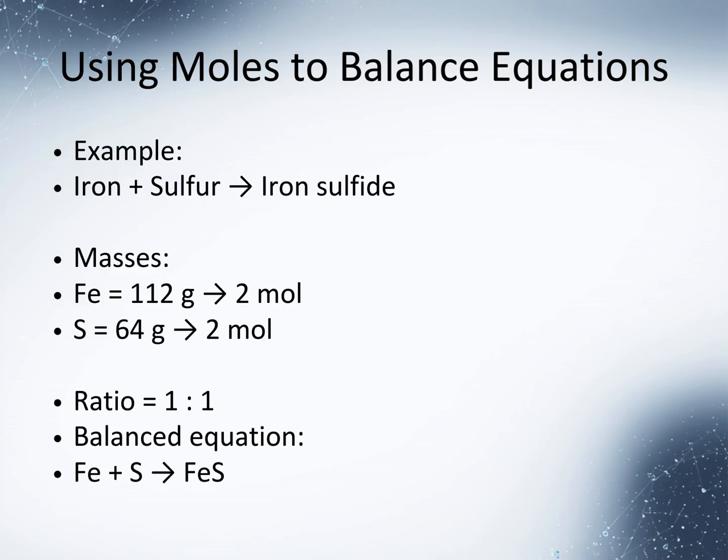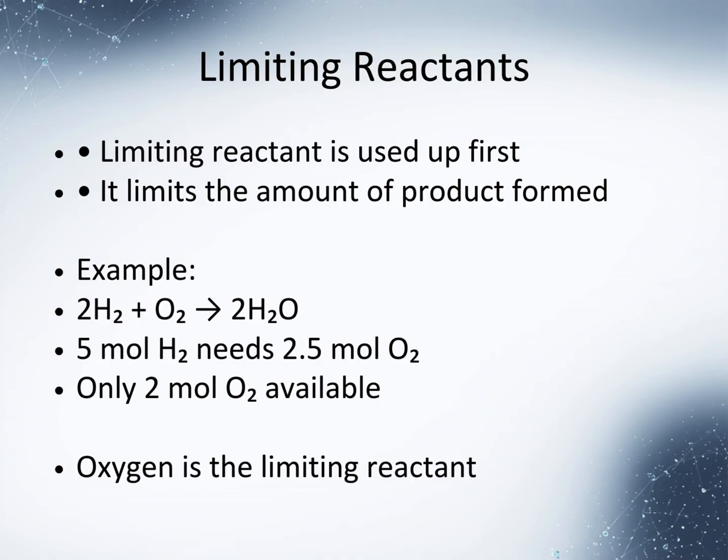Now here we've got the masses. From masses we work out their moles, and we simply write those moles in front of the compound or the element. Then we go on to a thing called limiting reactant. Now what this actually means is it's the one that runs out first. So what runs out first is the limiting reactant.